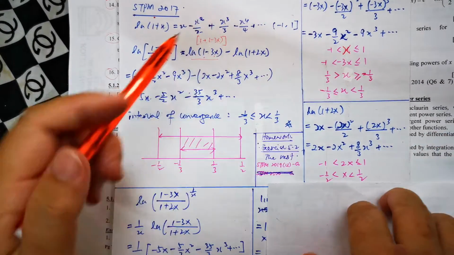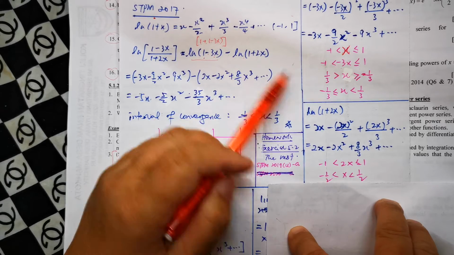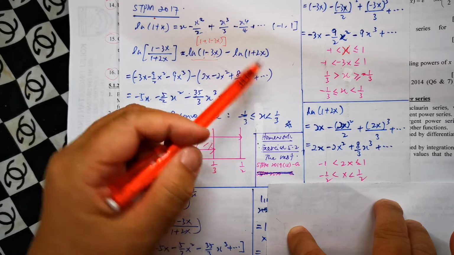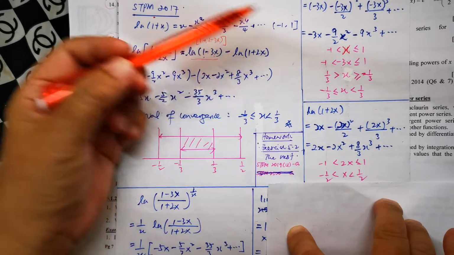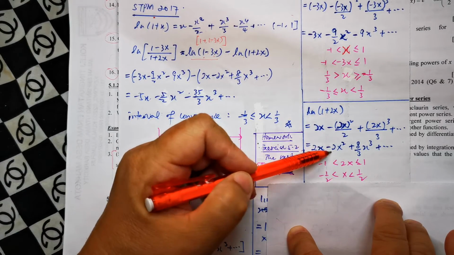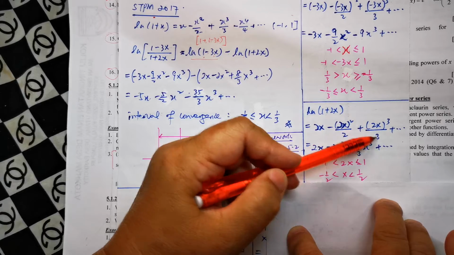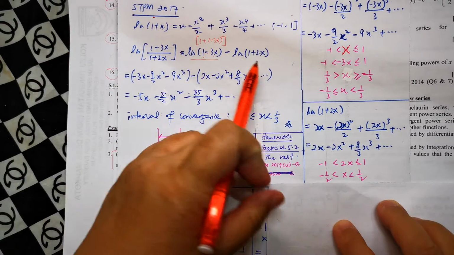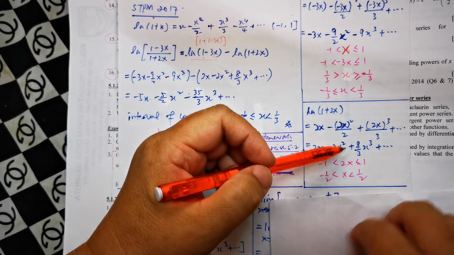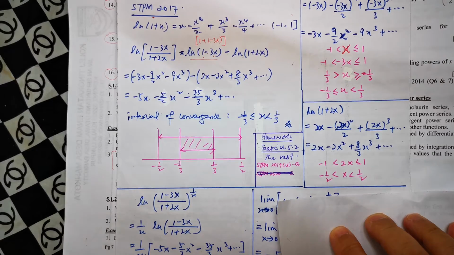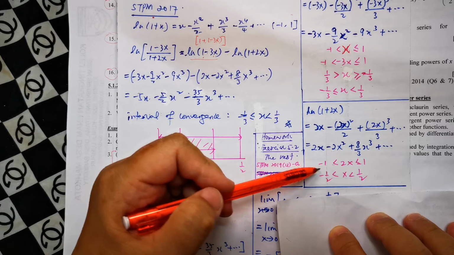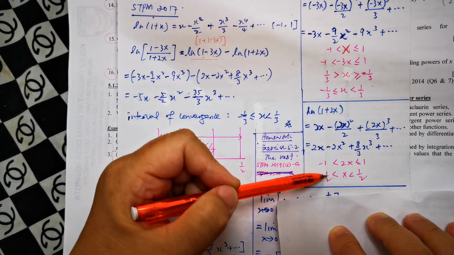This one, ln 1 plus 2x, is easier. This is ln 1 plus x, so you're going to sub all the x become 2x. Then expand it and simplify. 2 squared is 4, 4 over 2 is 2. 2 cubed is 8, so 8 over 3. We only want the first 3 terms, same as this one. So we find the new interval of convergence. 2x lies between -1 and 1, so x lies between -1/2 and 1/2.